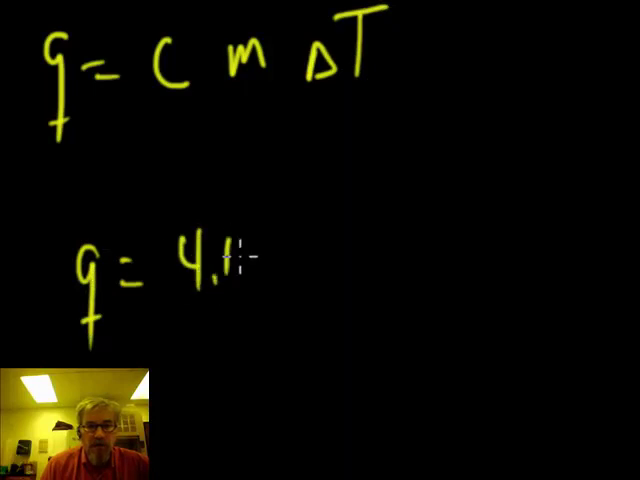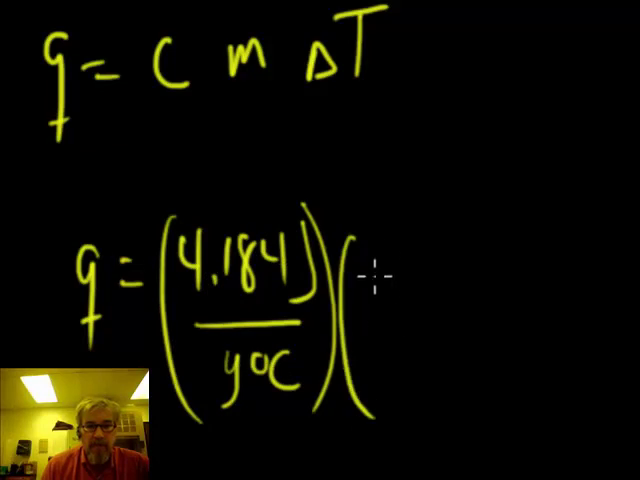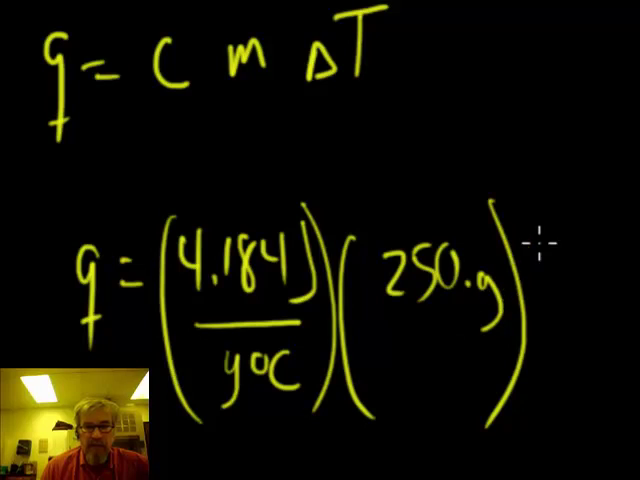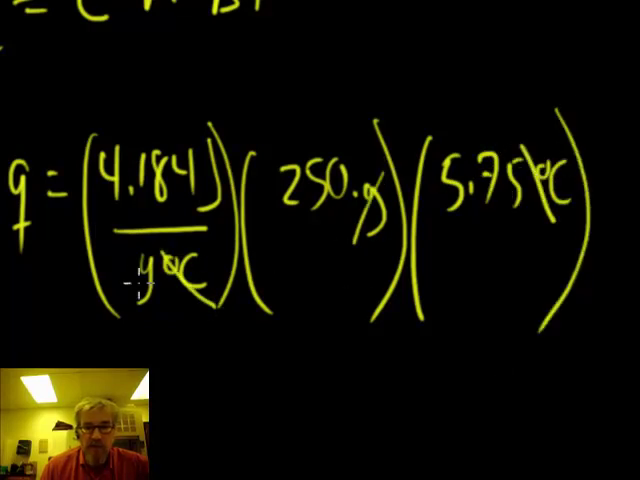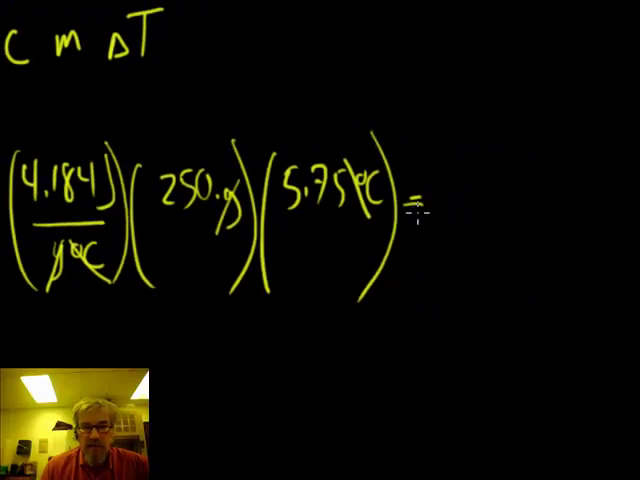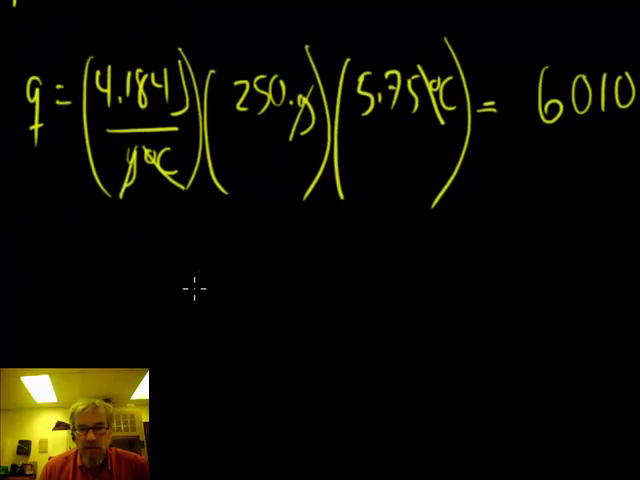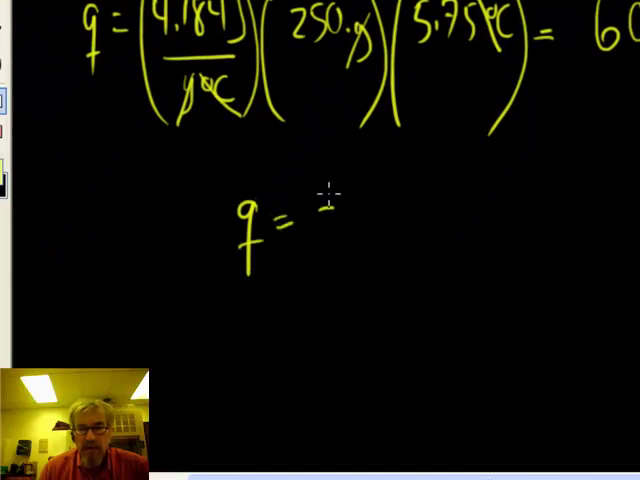Specific heat for water is 4.184 joules per gram per degree C. The mass of our water bath here, again, is 250 grams, like in the previous example. And the temperature change, well, it says the temperature dropped by 5.75 degrees C. So this will give us energy units because grams and degrees C cancel out. And when we calculate it numerically, we get 6,010 joules. Now here, we would express Q as a positive 6,010 joules.